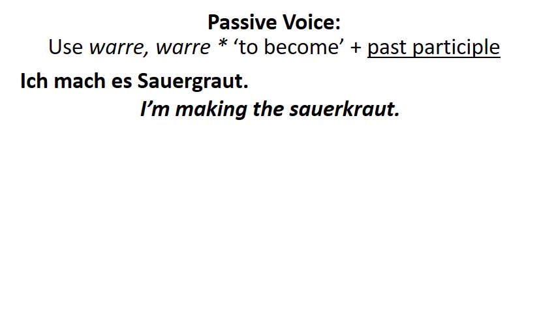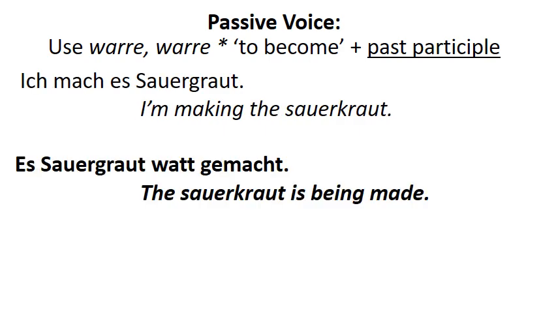Let's take a really basic sentence like this. Ich mache das Sauerkraut. I'm making the sauerkraut. Let's say we want to turn that into something else. Let's say we're going to make it a passive. Das Sauerkraut wird gemacht. The sauerkraut is being made.